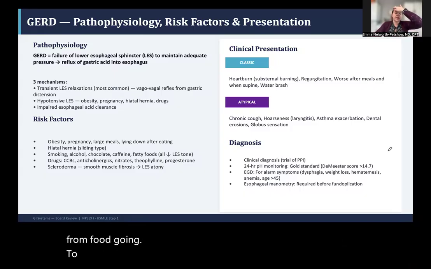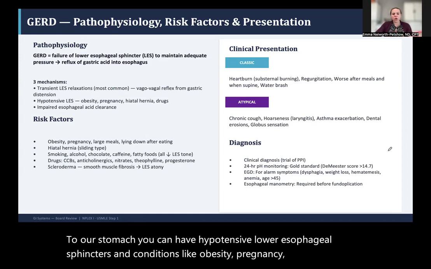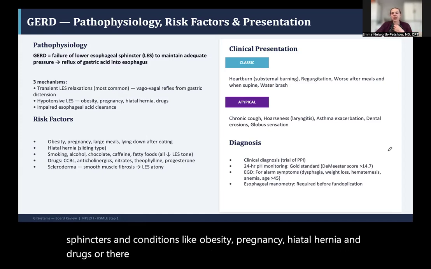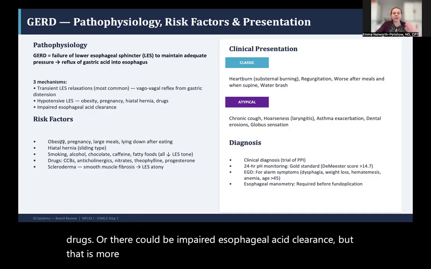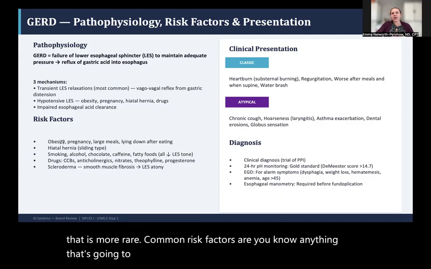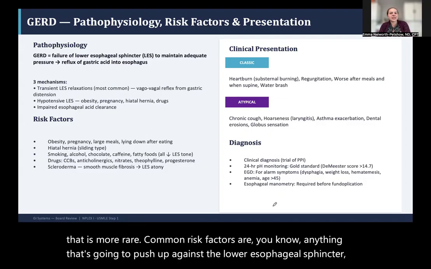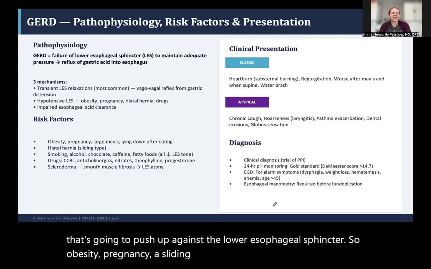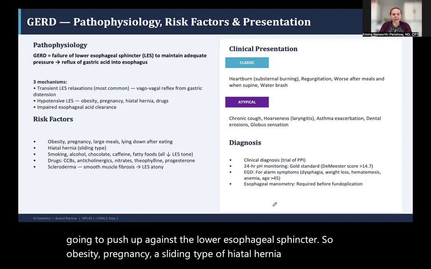You can have hypotensive lower esophageal sphincters in conditions like obesity, pregnancy, hiatal hernia, and drugs, or there could be impaired esophageal acid clearance, but that is more rare. Common risk factors are anything that's going to push up against the lower esophageal sphincter, so obesity, pregnancy, a sliding type of hiatal hernia, larger meals or lying down after eating.